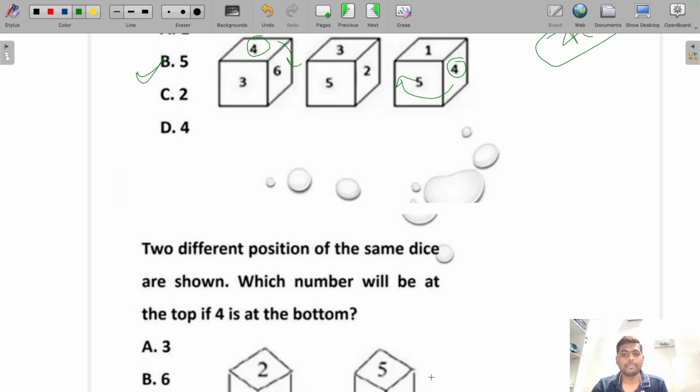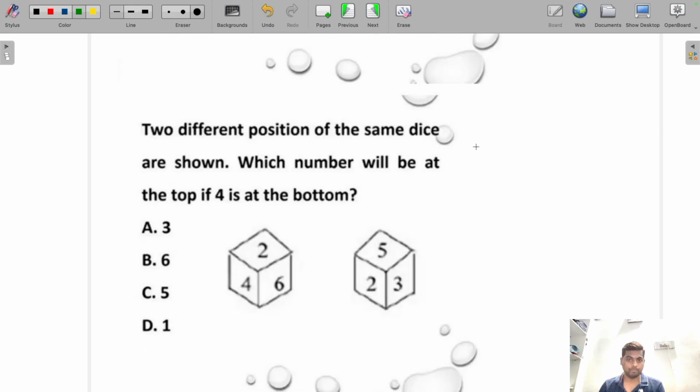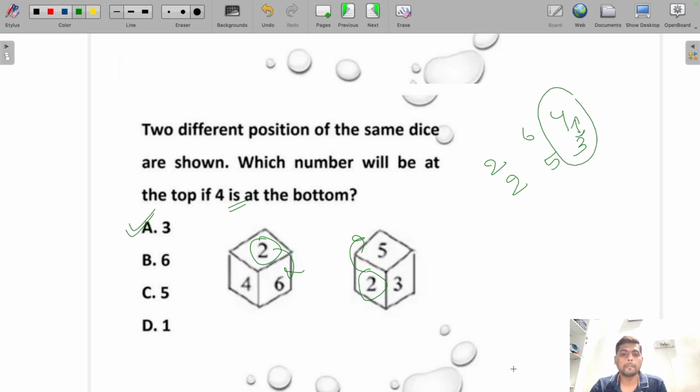Done. Okay, now coming to the next question. Which number will be at the top if 4 is at the bottom? Means they are asking what is opposite to 4. Here 2 is common between these two cubes, write down from 2. 2 6 4, again 2 5 3. So for 4 the opposite will be 3, so the answer will be this one.